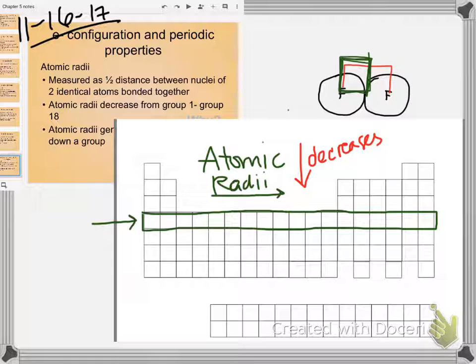So how many valence electrons do we have in group 1? Oh, I just wrote it up there. 1. How many valence electrons do we have in group 2? 2. How many valence electrons do we have in group 13, skipping over? 3. How many valence electrons do we have in group 14? 4. How many in group 15? 5. How many in group 16? 6. 7, 8.